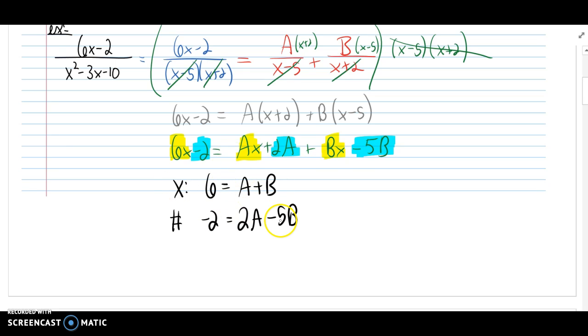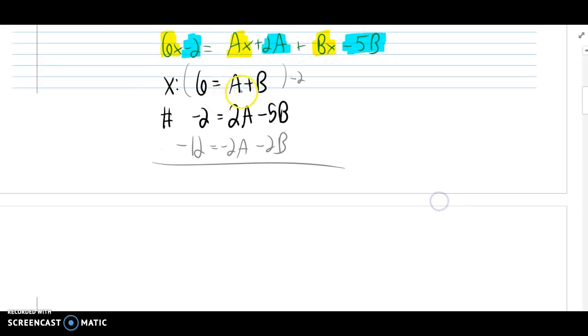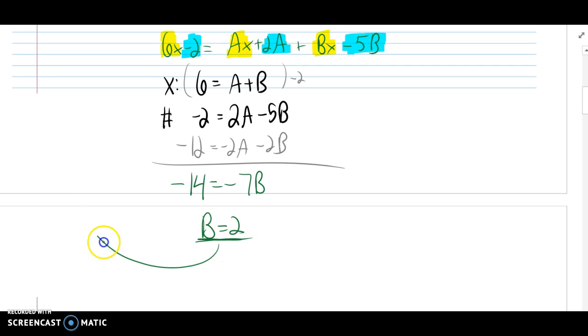Two equations, two variables. Let's take this first equation and multiply everything on both sides by -2. And what that's going to do for us is eliminate those a's, so then -14 is equal to -7b. Divide both sides by -7, and we get b equals 2. Back substitute this one in. 6 equals a plus 2. Means that a equals 4.